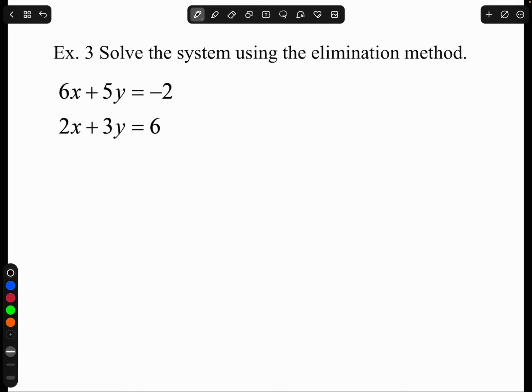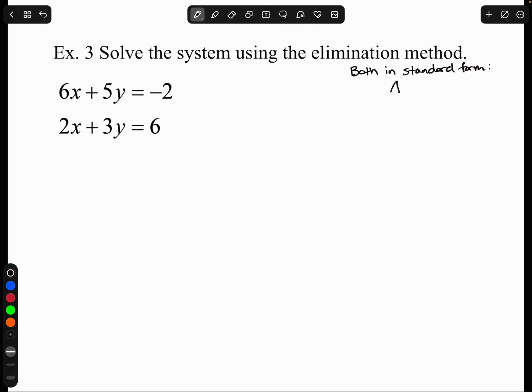Next example, solve the system using the elimination method. Elimination is one of my favorite methods. I think a lot of people like it because it's just a little bit more efficient. So as we look at our first one here, we have 6x plus 5y equals -2 and 2x plus 3y equals 6. These ones are both in standard form.